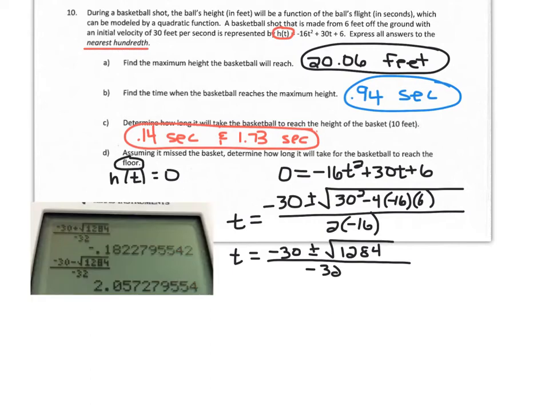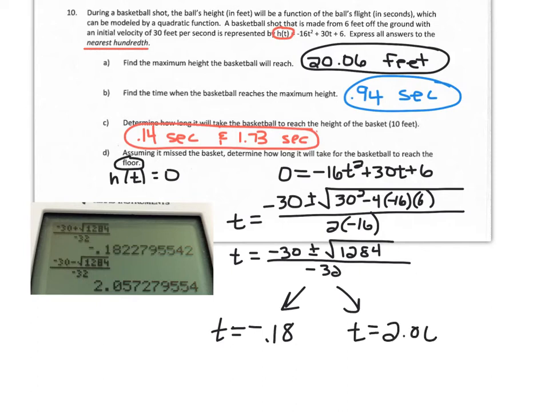As you can see, when I plugged in the one with the addition sign, I wound up with negative 0.18 to the nearest hundredth, so t equals negative 0.18. And when I plugged in the one with the subtraction sign, I wound up with, to the nearest hundredth, 2.06. So t equals 2.06.